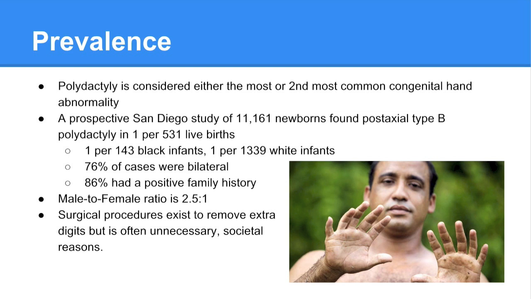Polydactyly is a very common congenital hand abnormality. In a study involving newborns, postaxial type B polydactyly was found in 1 out of every 531 live births. It was also determined that the syndrome is more common in Black individuals than in white individuals. In addition, 76% of cases were bilateral, while 86% of affected individuals showed a positive family history. Polydactyly has also been shown to be more common in males than in females, and while surgical procedures do exist to remove the extra digits, it is often unnecessary and is considered to be more of a cosmetic procedure.